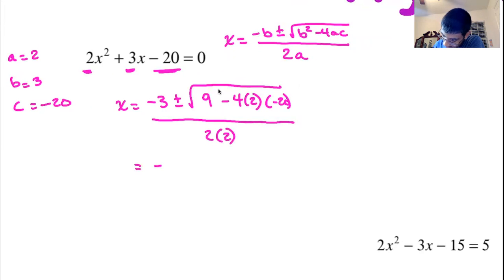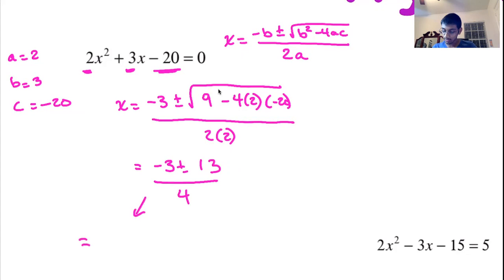Good. Now it simplifies to negative 3 plus or minus. I'll just do this with my calculator, so you don't have to watch me do math you know how to do. Which would be the square root of 169, which we know simplifies to 13, all over 4. And because we have the plus or minus, we do two operations, one with a plus sign and one with a minus sign.